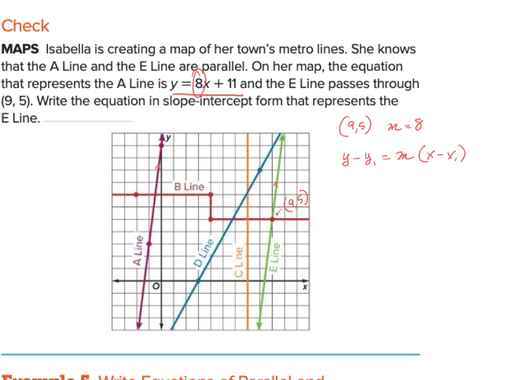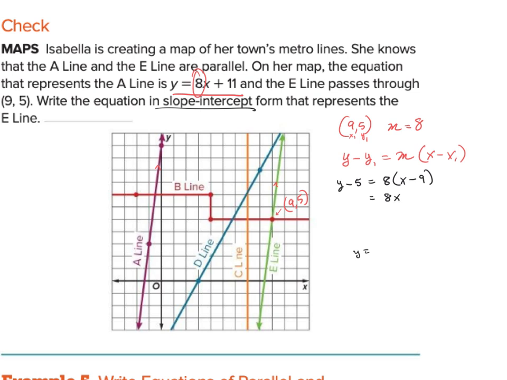Plug in my values. This is my x1, this is my y1. So y minus 5 is equal to 8 times x minus 9. So do my inverse. I'm going to go ahead and simplify this now because in order to get to slope-intercept form, it has to be y equals. So let's do my distributive property first.